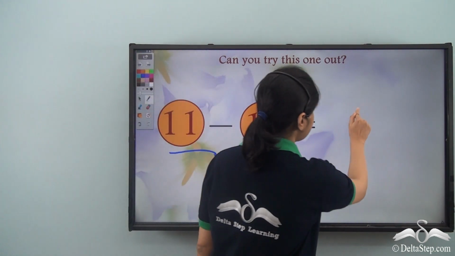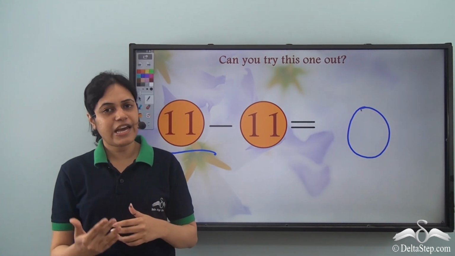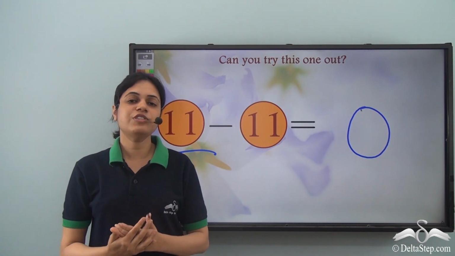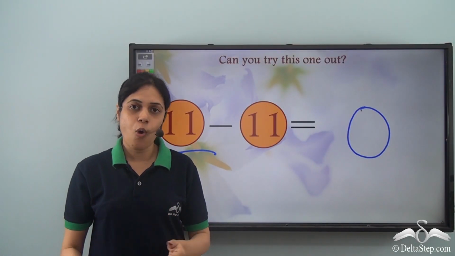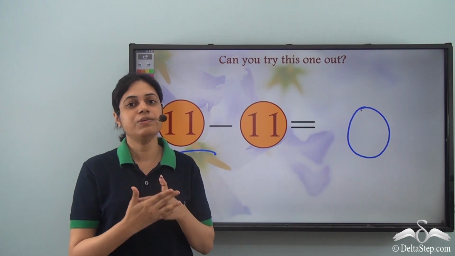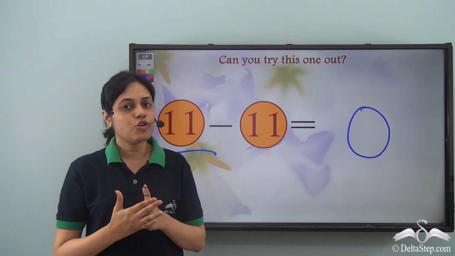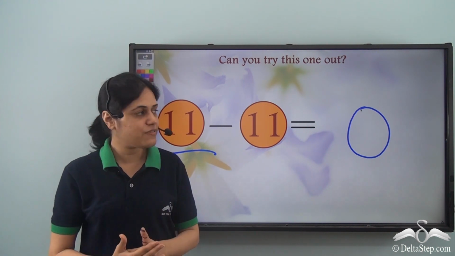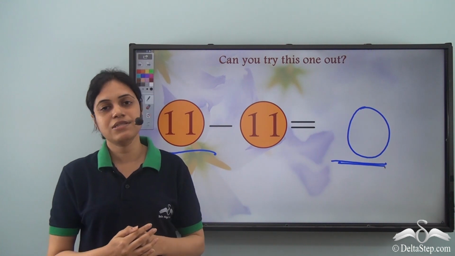So the answer is 0, which again is very obvious because if you have say 11 chocolates and if I take away all the 11 chocolates from you, you will be left with no chocolates or 0 chocolates. So using the finger mark method as well, we see that the answer is indeed 0.